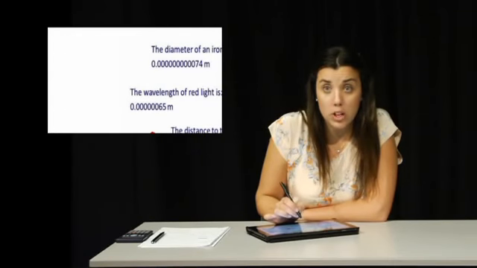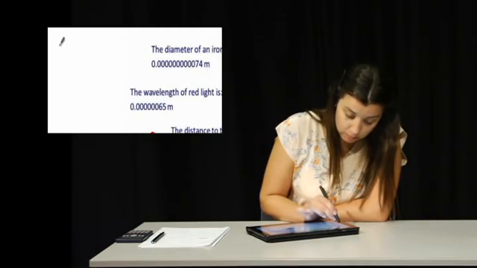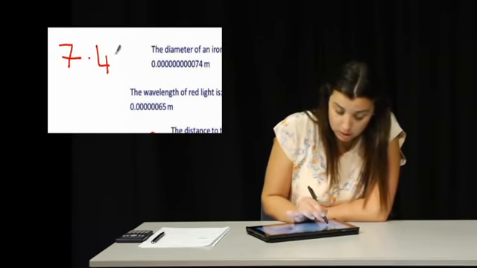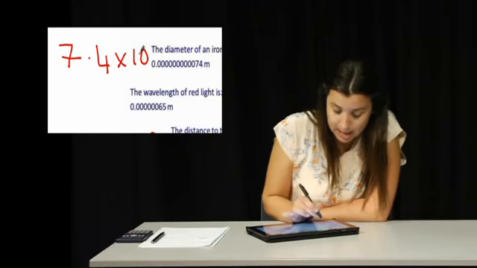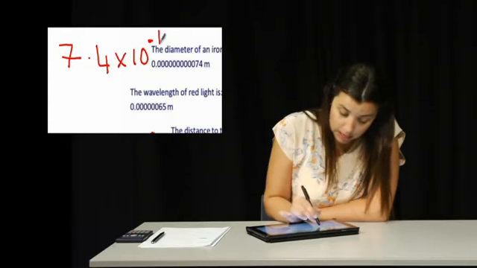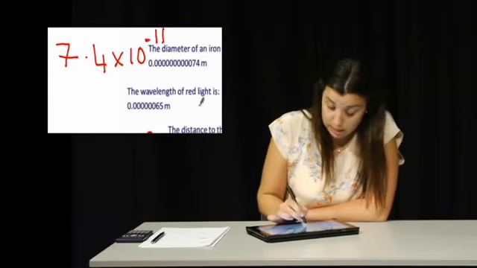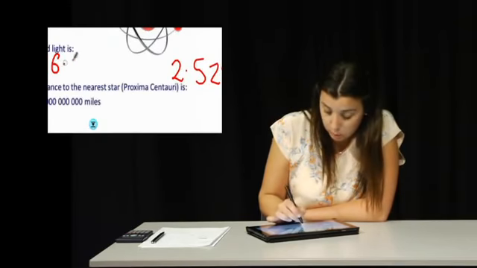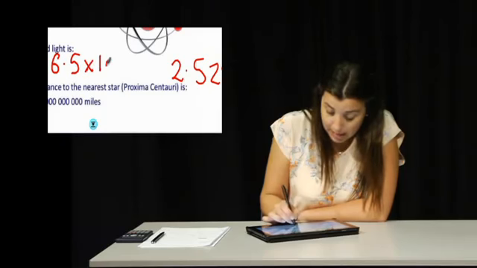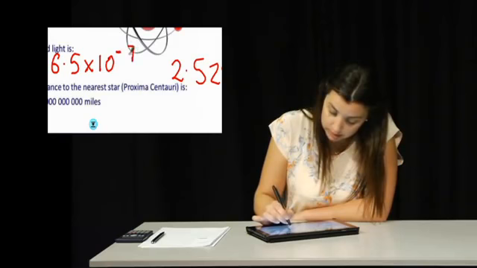So back to the beginning now, we're looking at those 4 numbers we originally saw. The diameter of an iron atom is going to be 7.4, our number between 1 and 10, multiplied by 10. Immediately, I know it's going to be a negative power, so put your negative in, and it's to the -11. And the wavelength of a red light, similarly, 6.5, our number between 1 and 10, multiplied by 10, again to the negative power, it's a small number, to the -7.